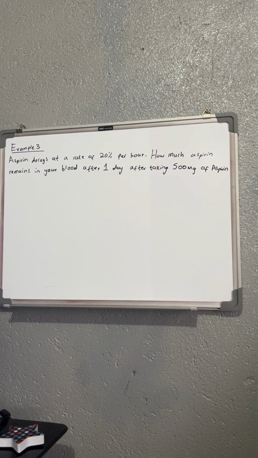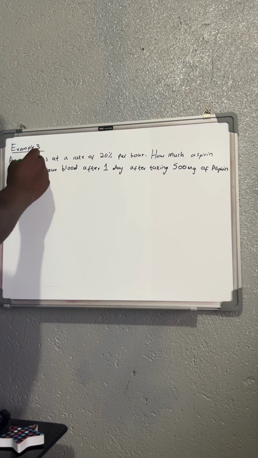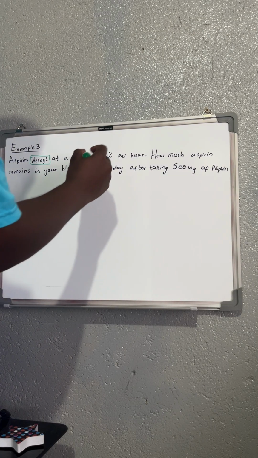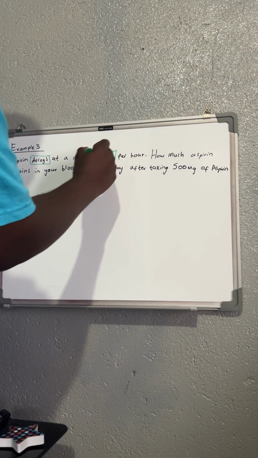So yeah, now we're going to focus on this one. They're saying aspirin decays at a rate of 20%. So I'm going to highlight the keywords. You have decays. We're going to be working with exponential decay. They've given you the percentage there per hour. How much aspirin remains in your blood after 1 day, after taking 500 milligrams of aspirin.